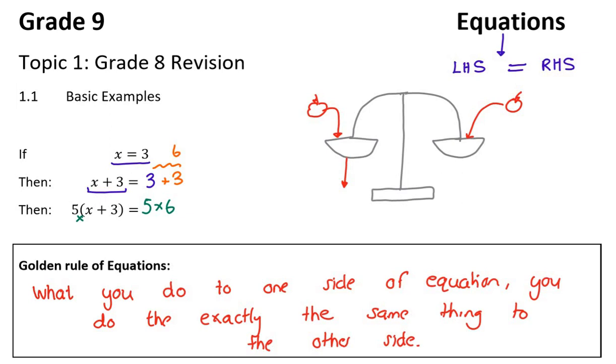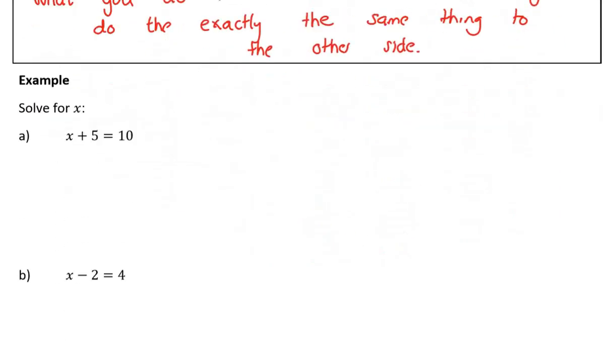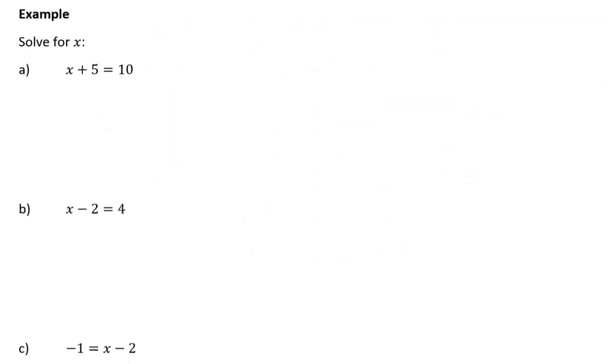So from now on, when I'm referring to this, I'm just going to say golden rule of equations. And we're all going to know that that means what you do to one side, you do exactly the same thing to the other side. And then it maintains the fact that they're equal. So let's look at a couple of examples. All of these should be something that you probably should be able to solve by yourself. You're probably just a bit rusty.